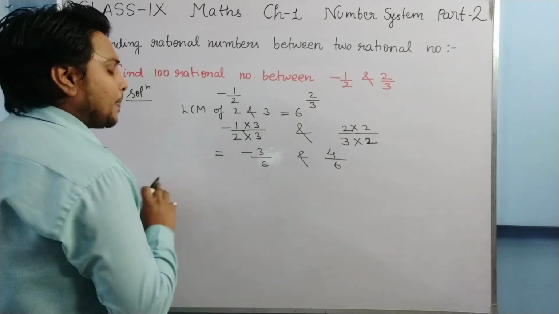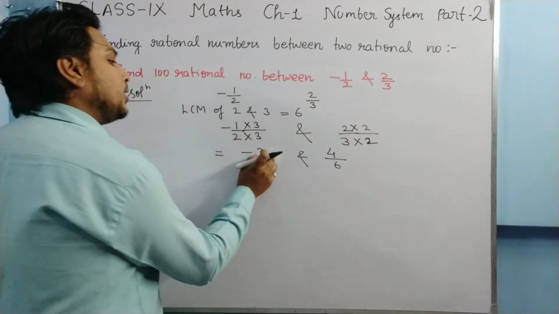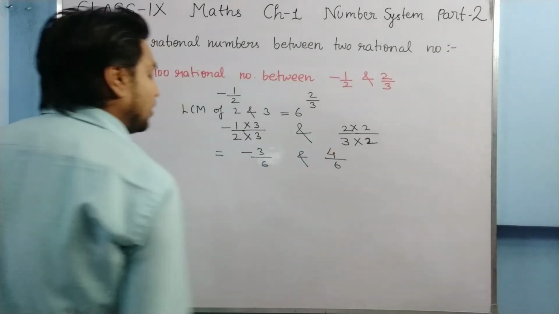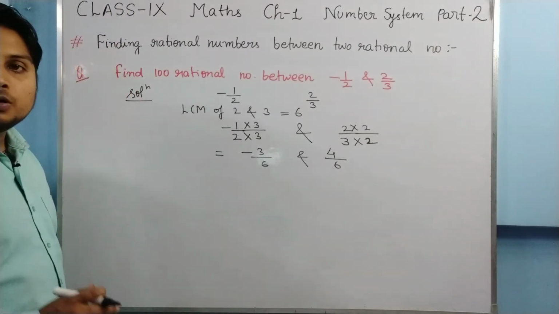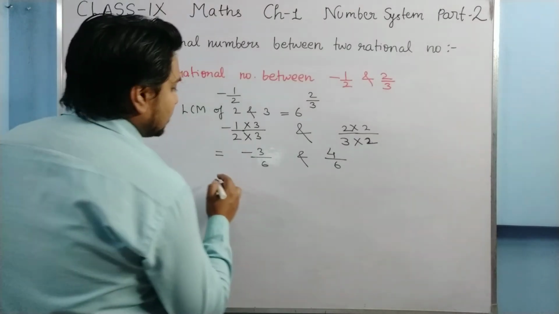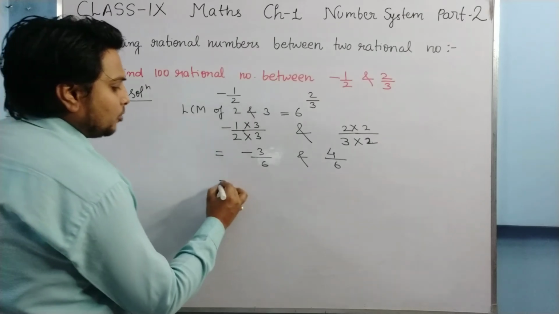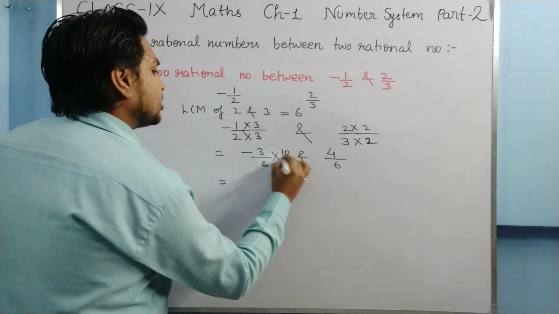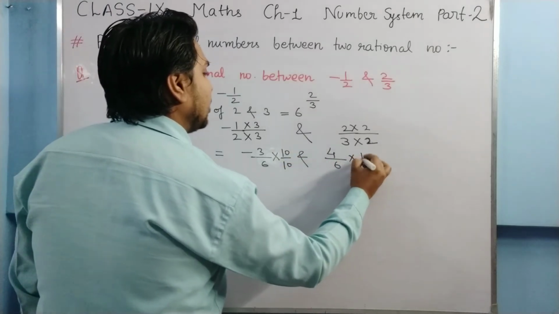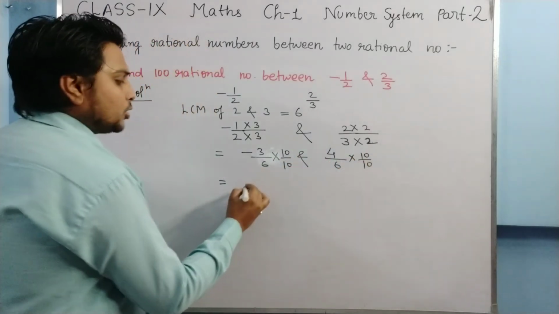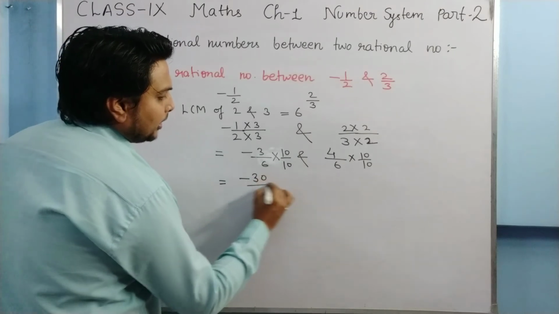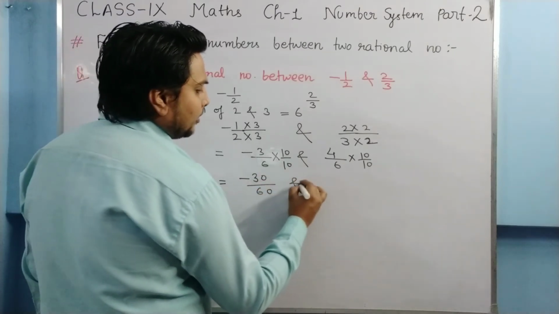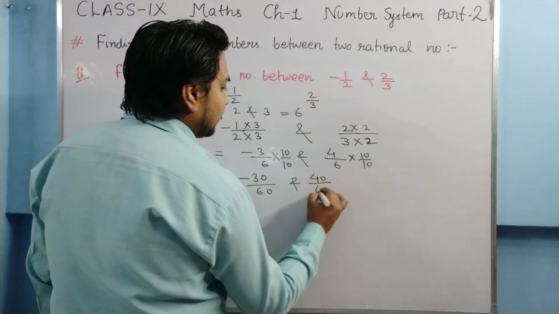Can you find 100 rational numbers between minus 3 and plus 4? No, we cannot find. Okay, so what we have to do? We have to increase the gap. And how we can increase the gap? Firstly multiply it by 10 upon 10. So the numbers will be what? Minus 30 upon 60 and 40 upon 60.